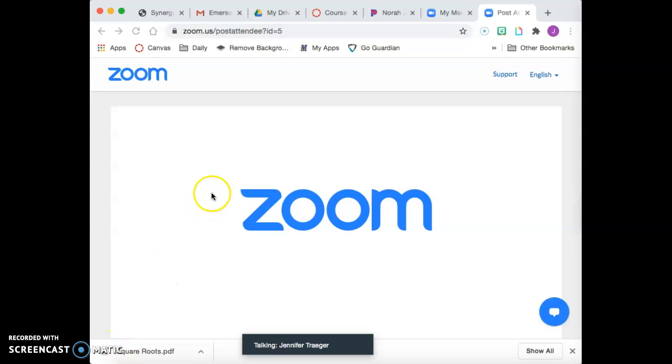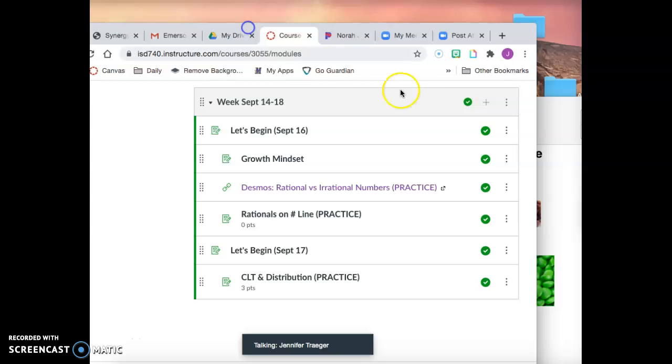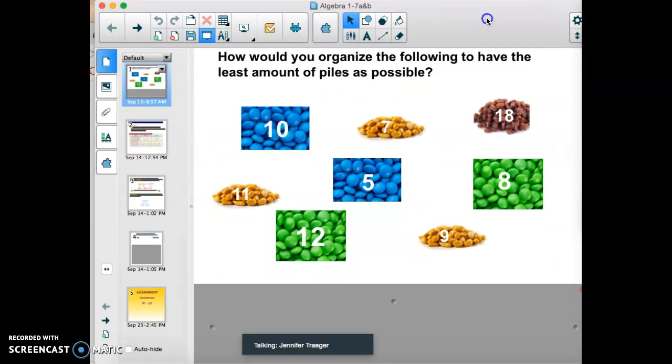All right, so with all that being said, we just started. We are going to have our piece of paper and writing utensil out. We're going to take a look at these stacks that we have. And notice I said, how would you organize the following to have the least amount of piles as possible? You want the least amount of piles as possible. So what would you do to make the least amount of piles as possible?